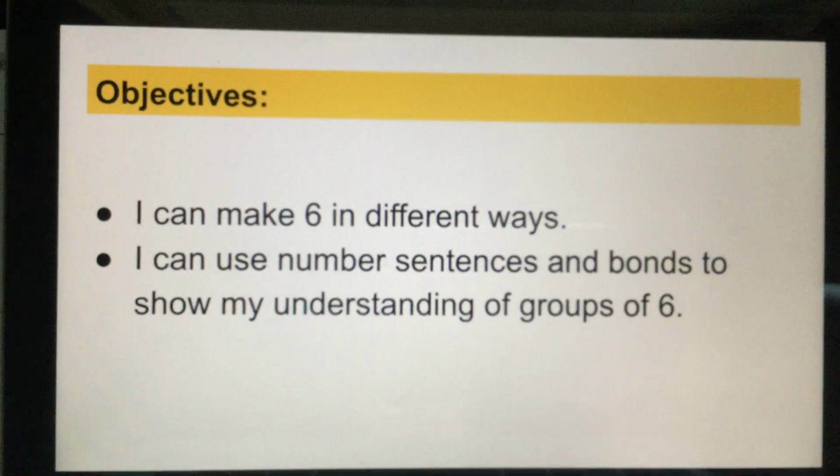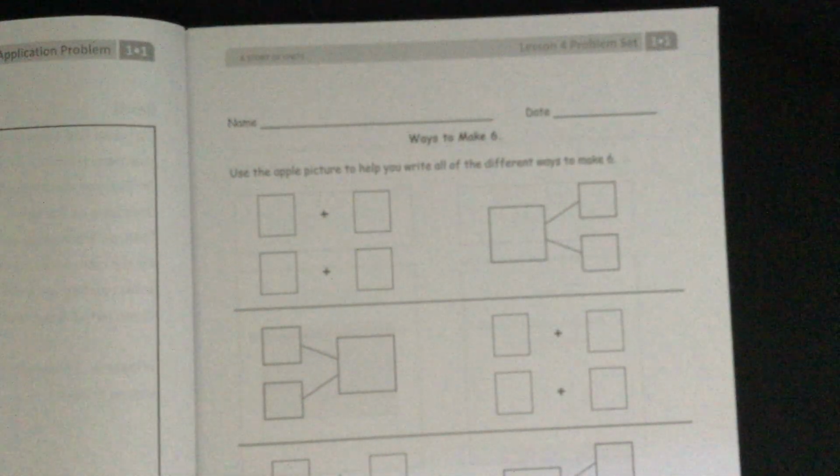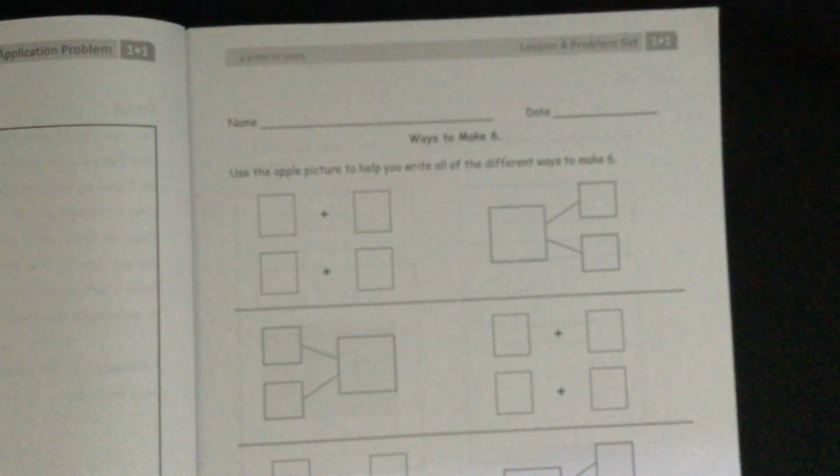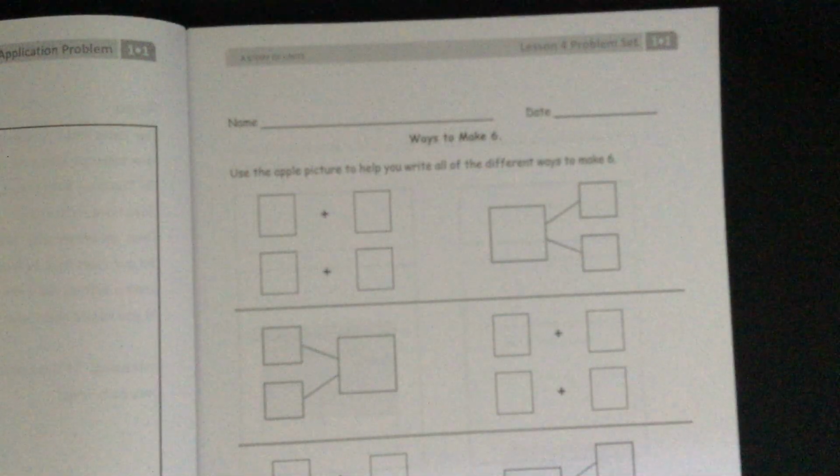Our objectives today are: I can make 6 in different ways. I can use number sentences and bonds to show my understanding of groups of 6. Okay, so we'll start with our application problem and then move on to our problem set.